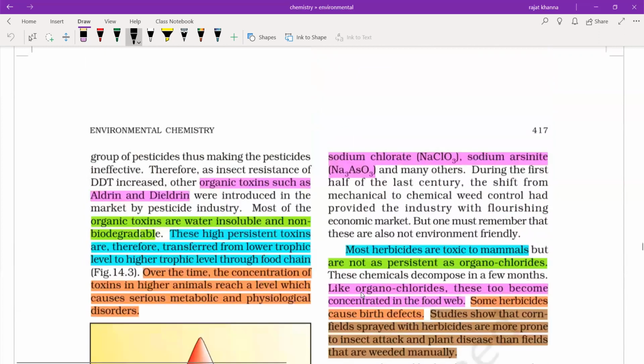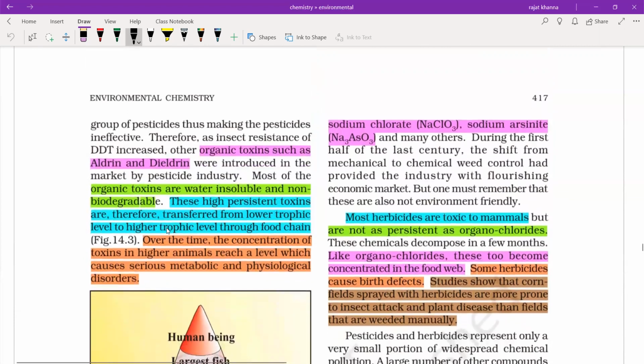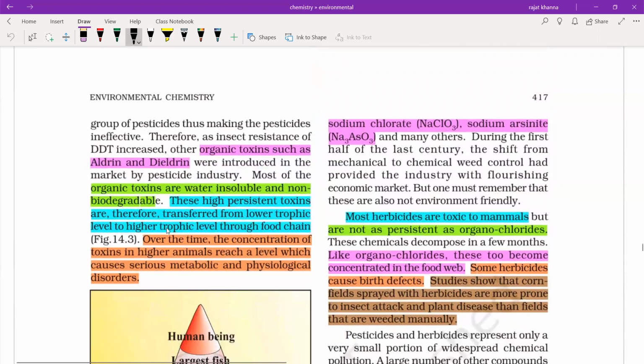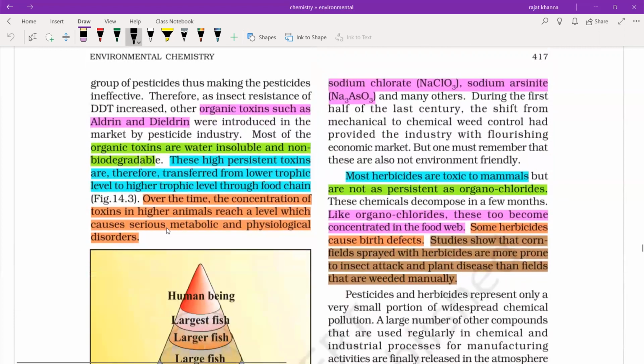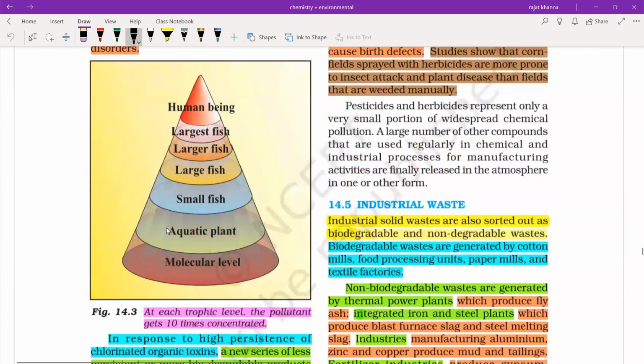Now, organic toxins such as aldrin and dieldrin. Organic toxins are water insoluble and non-biodegradable. These highly persistent toxins are therefore transferred from lower to higher trophic levels through the food chain. Over time, the concentration of toxins in higher animals reaches a level which causes serious metabolic and physiological disorders.